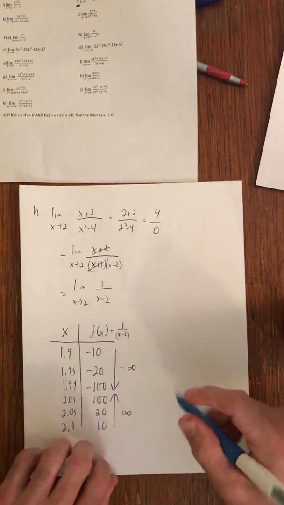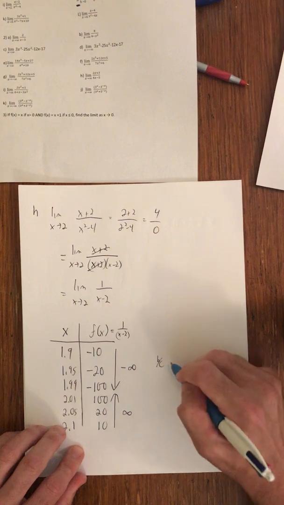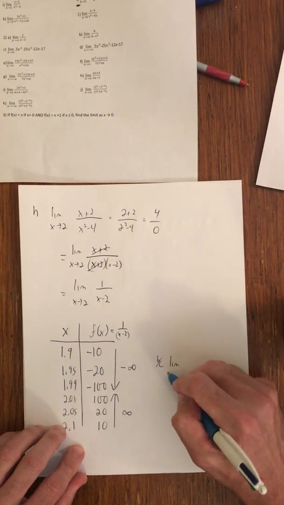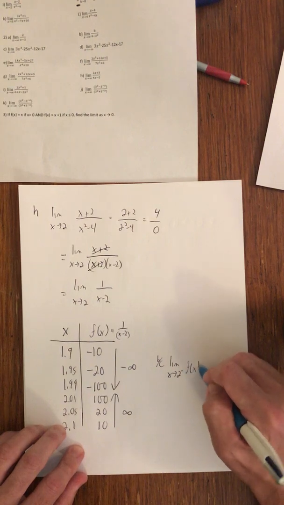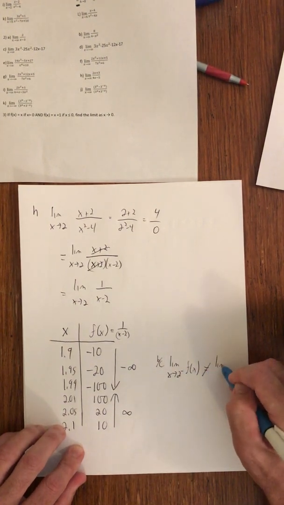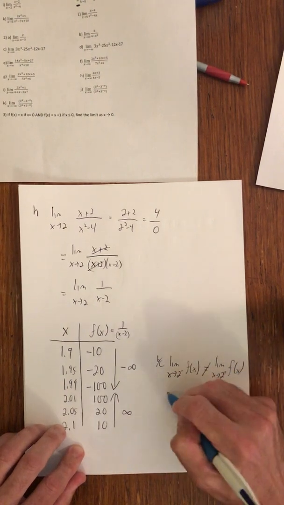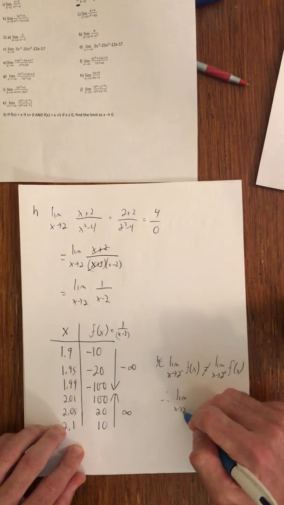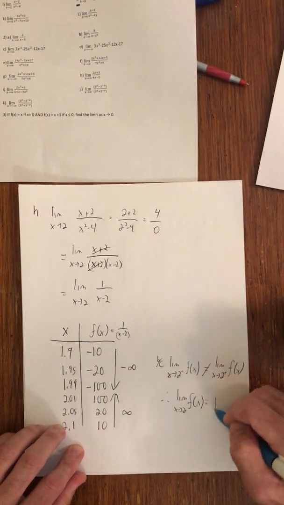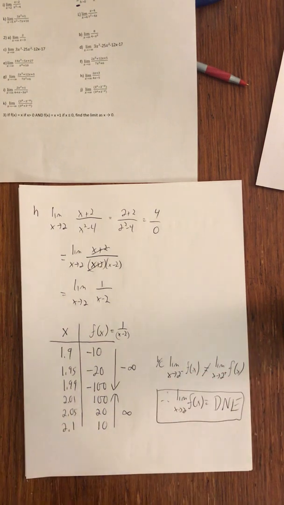this is positive infinity, and therefore I can say that because the limit as x approaches 2 from the left of f of x is not equal to the limit as x approaches 2 from the right, the limit as x approaches 2 of f of x does not exist. And there you go. That's a sufficient standard of work for that problem.